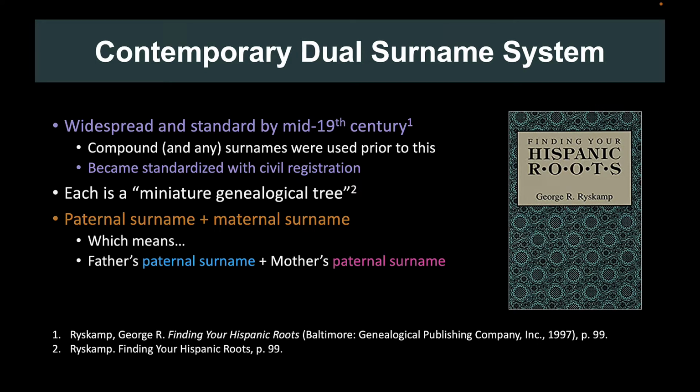The new dual surname standard consists of a surname inherited from each parent, with the father's paternal surname appearing first, followed by the mother's paternal surname.